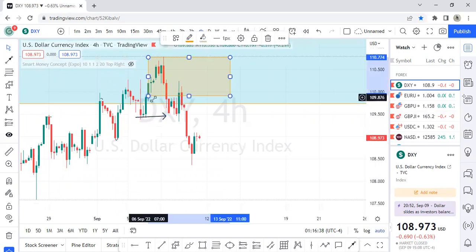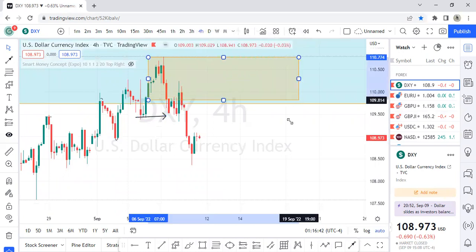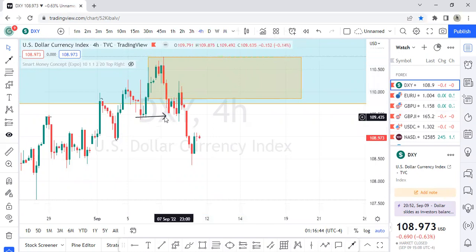So I marked from here. I expect price to come back here, retest it, and then rally. So we had a break of structure on the dollar index. So you should expect a bearish dollar index. All right, and then invariably you should expect a bullish GU.